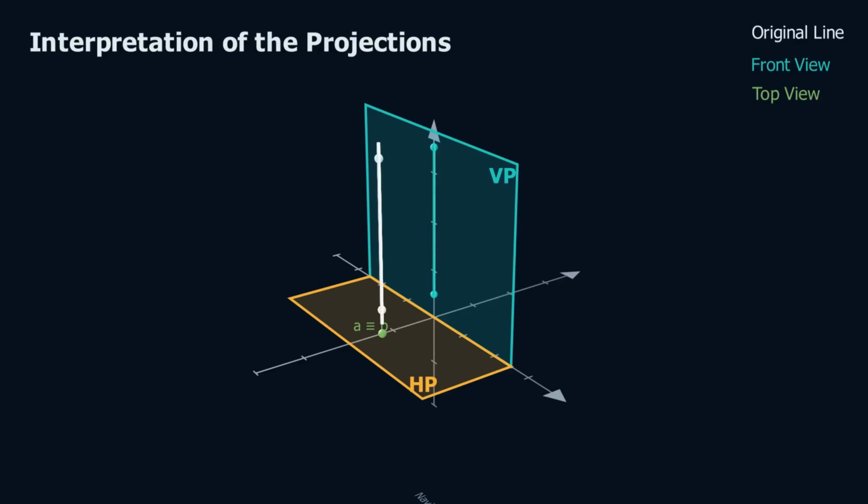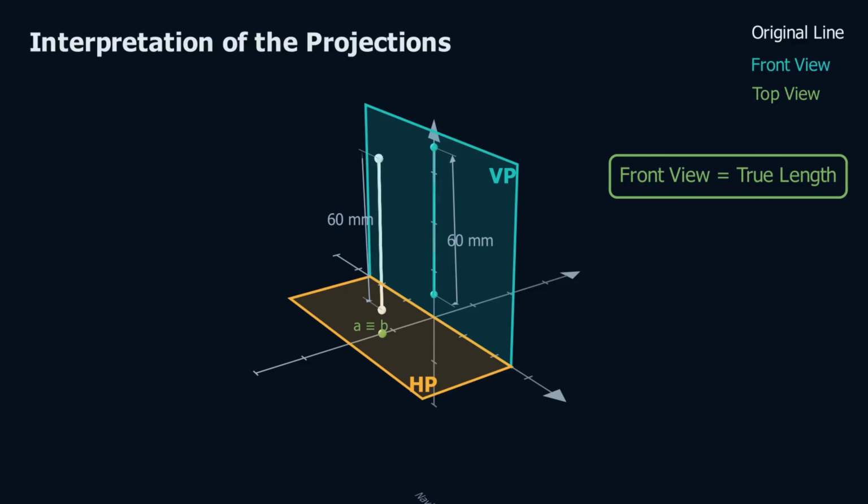In the previous scene, we constructed the front view and the top view of the straight line. Let us now examine these projections and understand what they represent. We now have the original line, its front view on the vertical plane, and its top view on the horizontal plane. Let us first compare the original line with its front view. The original line has a length of 60 millimeters. Notice that the front view also measures 60 millimeters, exactly equal to the length of the original line. Therefore, the front view represents the true length of the straight line.